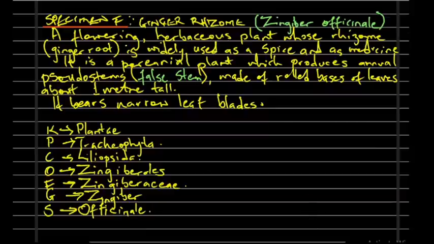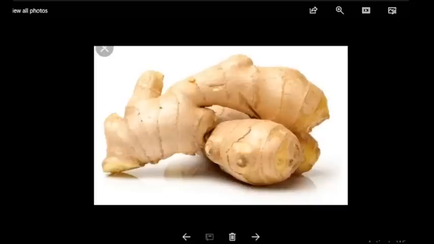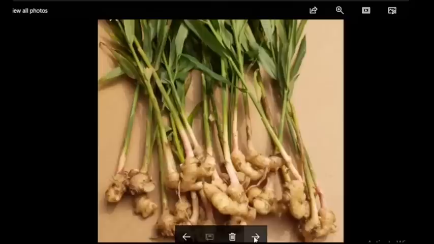So quickly, let's see the figure to help us buttress our point. This is what we refer to as the ginger rhizome. You can see this is the ginger rhizome, and if you want to see the plant, this is how the plant looks. And so we move to the next specimen.